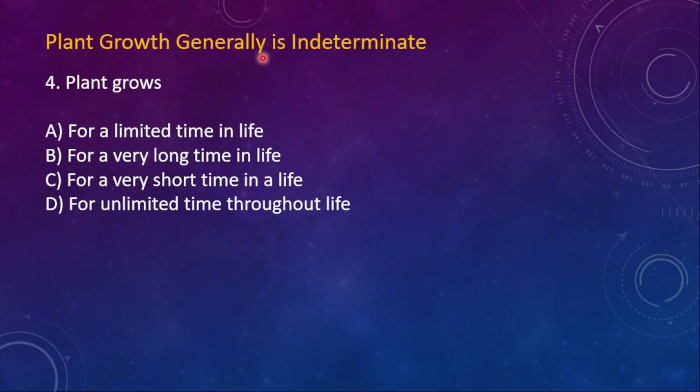Plant growth generally is indeterminate. Plant's growth is generally what? Indeterminate. Fourth question. Plant grows: A, for a limited time in life; B, for a very long time in life; C, for a very short time in life; D, for unlimited time throughout the life. So here the right option is D. Plants grow throughout their life. Not like us, okay, we grow only up to a certain age, isn't it? But plants grow for unlimited time throughout the life.